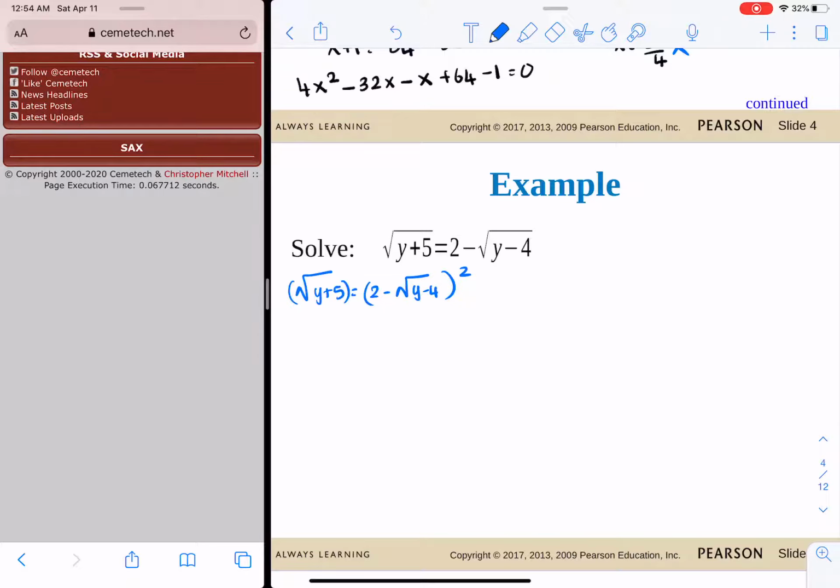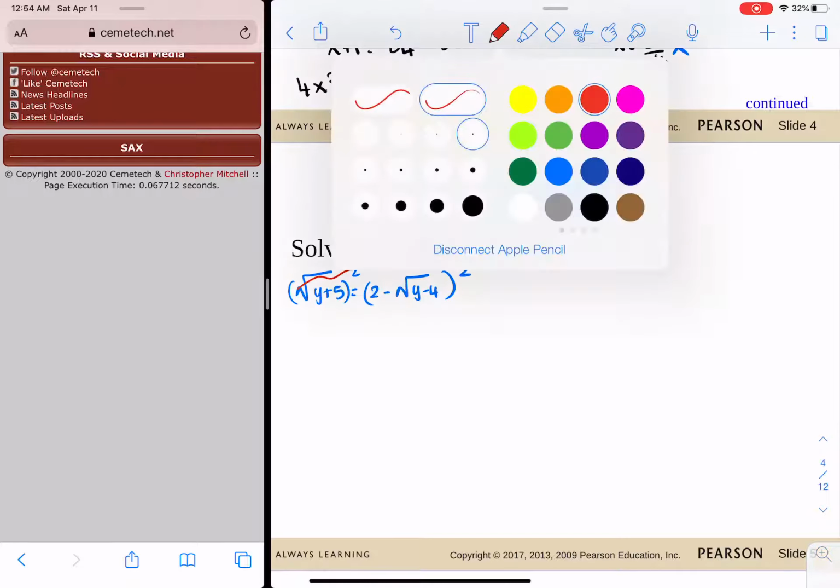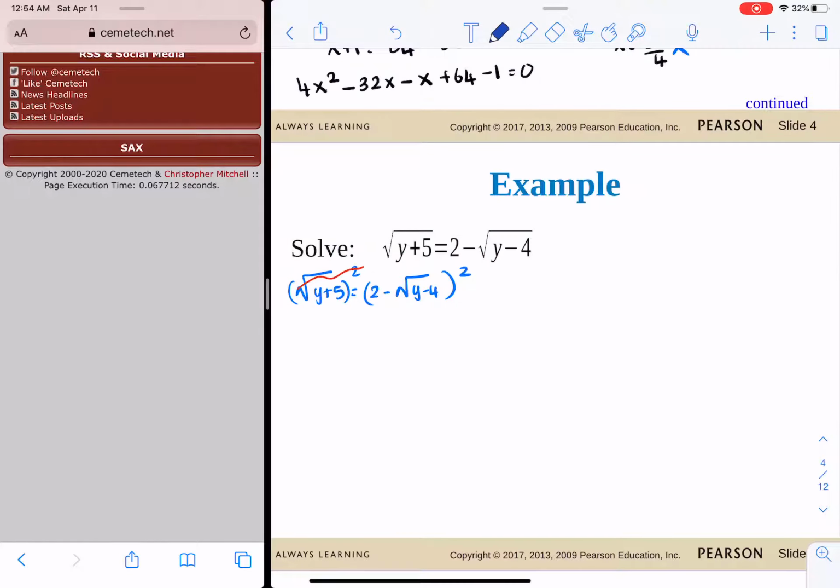So the left-hand side is quite easy. The root and the square would get cancelled. So we have y plus 5. The right hand side, I can write it as 2 minus square root of y minus 4 times 2 minus square root of y minus 4.